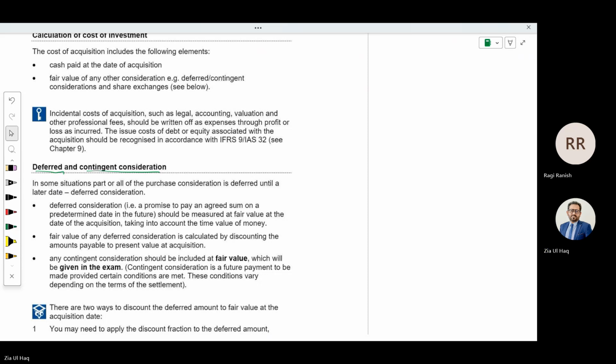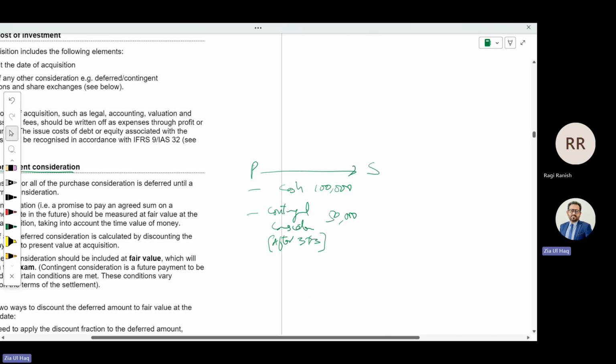So parent company acquiring subsidiary, paying cash 100,000, contingent consideration of 50,000 after 3 years. And they are acquiring 80% of subsidiary. The subsidiary has 10,000 shares, value per share is 1. This means acquiring 80% means 8,000 shares.